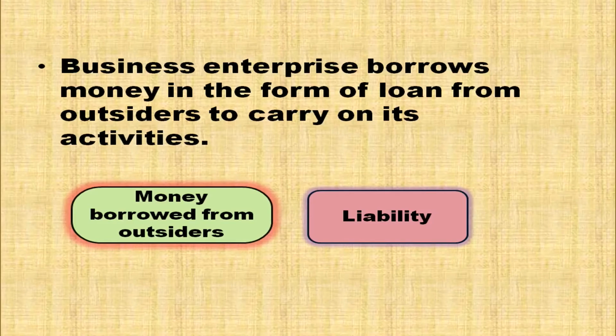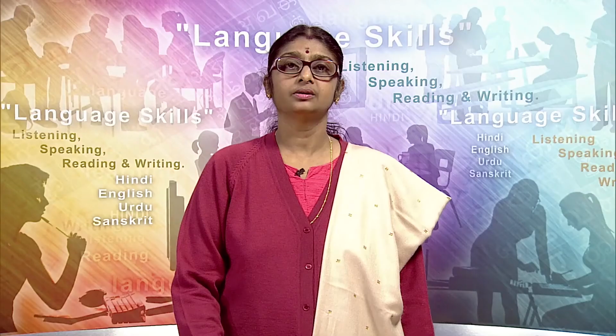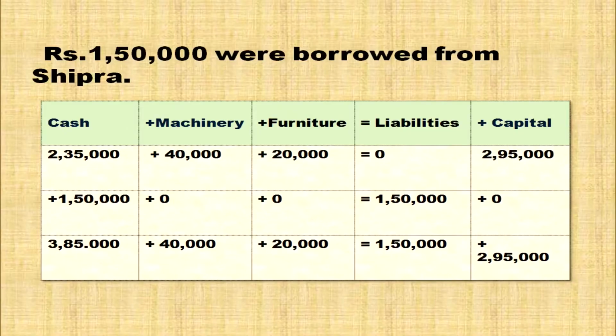Business enterprise borrows money in the form of loan from outsiders to carry its activity. Money borrowed from outsiders is a liability for the business. Rupees 1,50,000 were borrowed from Shipra. Cash is coming inside the business for rupees 1,50,000. So in the cash column, you can add plus 1,50,000. It is borrowed from one party. So liability is increasing. Creditors increasing. Shipra being a creditor increasing. So in the liabilities column, you will add 1,50,000.